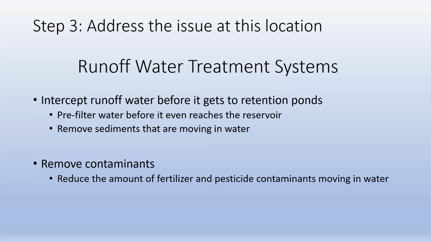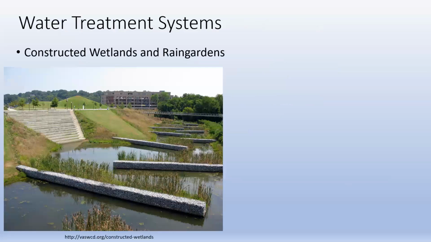And then what we're really trying to do is reduce the amount of these contaminants moving in water, right? We want to remove them. We got to set realistic expectations. How much of these contaminants do we want to remove? How can we go about doing that?